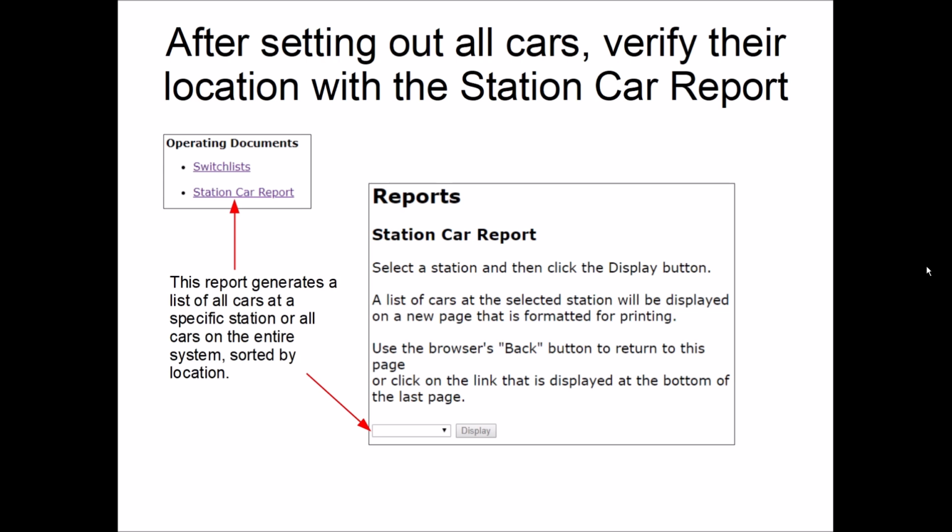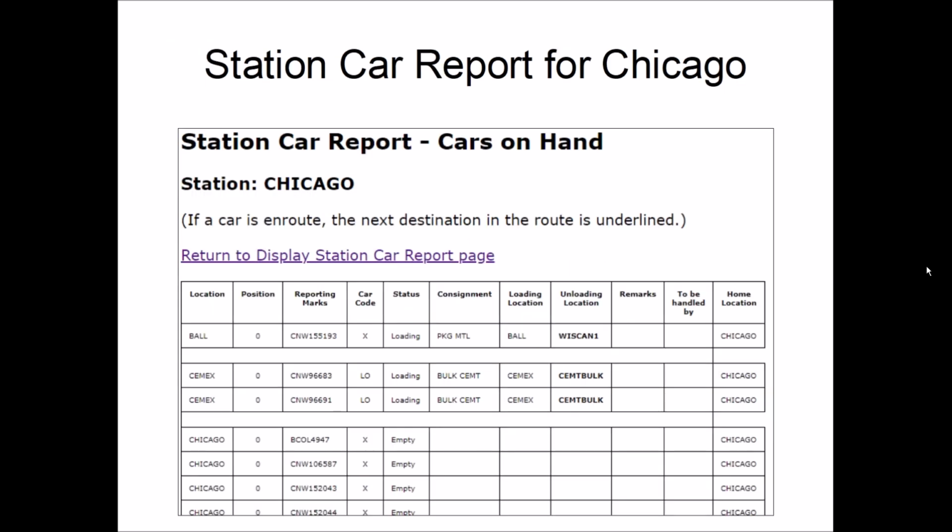Once you have all your cars set out, you might want to verify that they're in the right location, and the station car report will allow you to do that. You can pick a certain station to look at, or you can pick all the stations. In this case, we just want to see what's in Chicago. If I select Chicago off the station car list, I can see that a boxcar is spotted at the Ball Packaging Company, and it's in the process of being loaded. The two covered hoppers are at the Cemex plant, and they are in the process of being loaded. All those other cars down the bottom are in the yard, empty, waiting assignment.